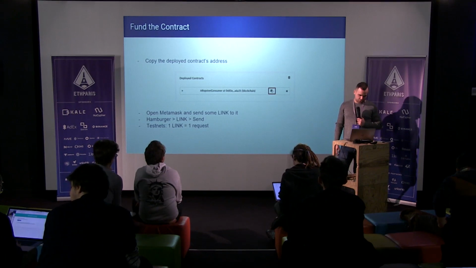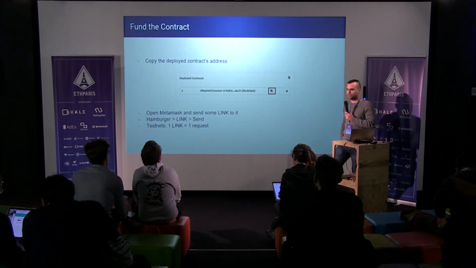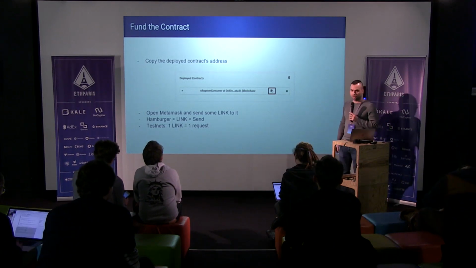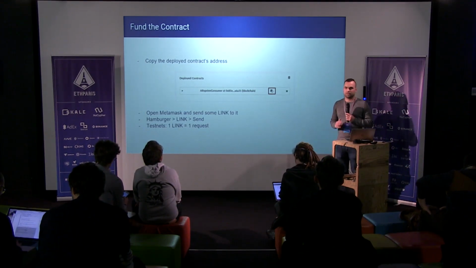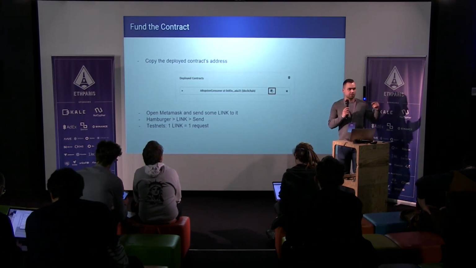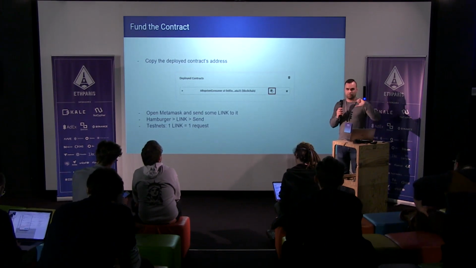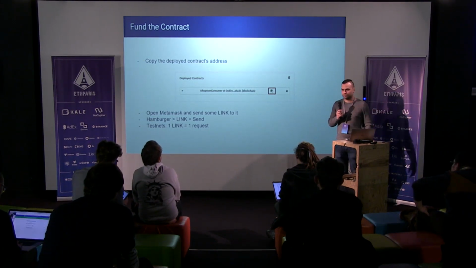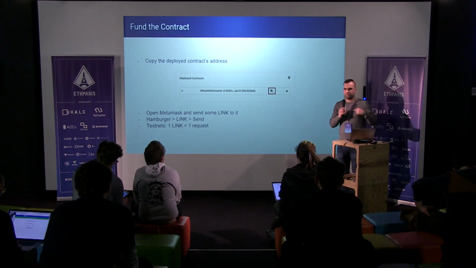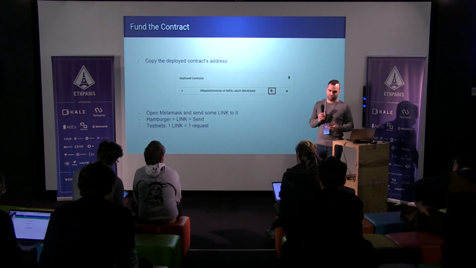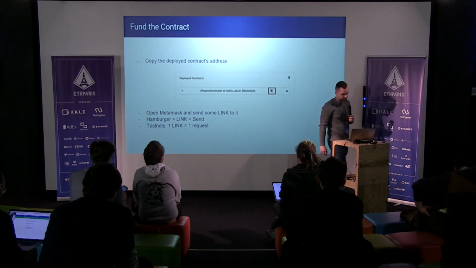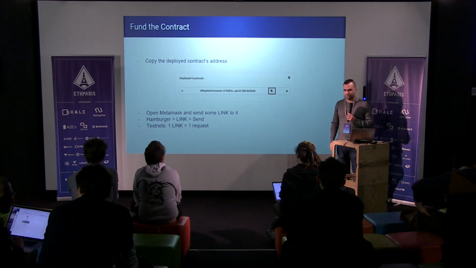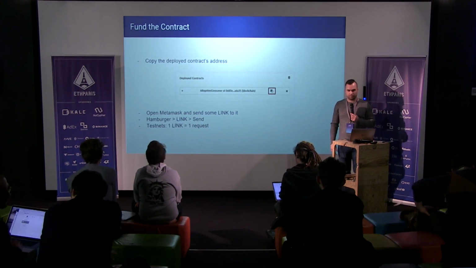So once you've got the contract deployed, you've got the little clipboard symbol to copy the address if you want to send some link to it. So if you go in MetaMask, and if you've got some Ropsten link, then just send a couple of links to that. It uses one link per transaction, so send 3 or 4, not really that much. And don't worry if I'm going a bit too fast, because I need to do the live demo at the end, so I don't mind going through this with anyone.